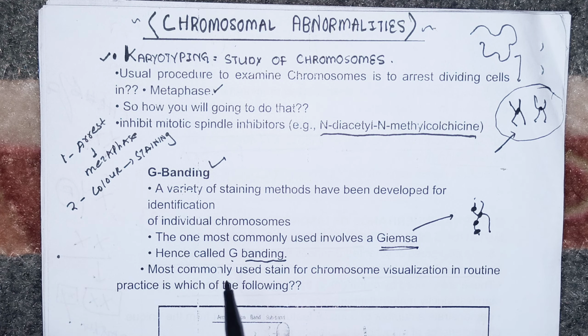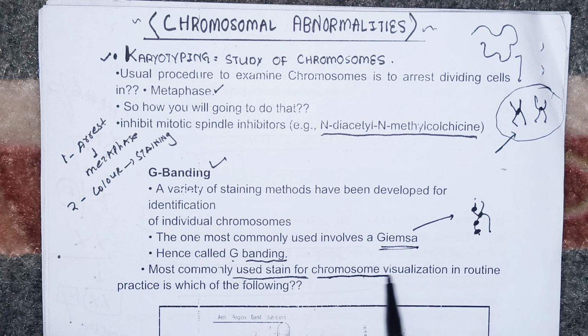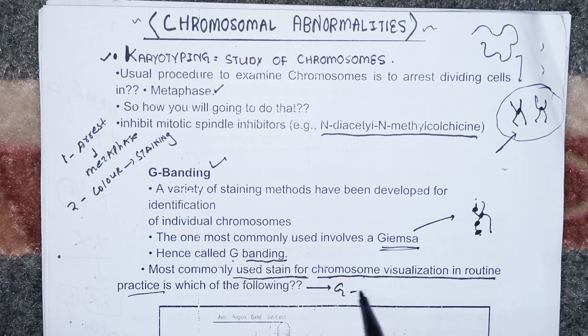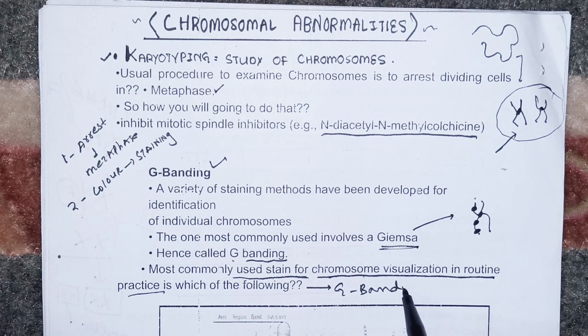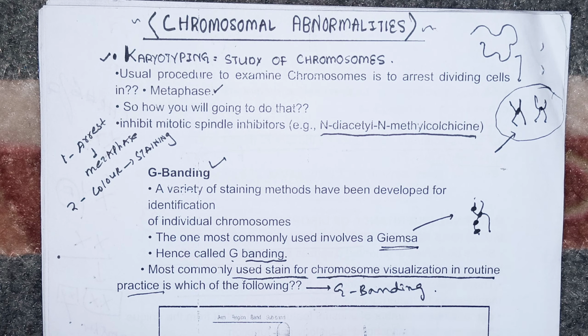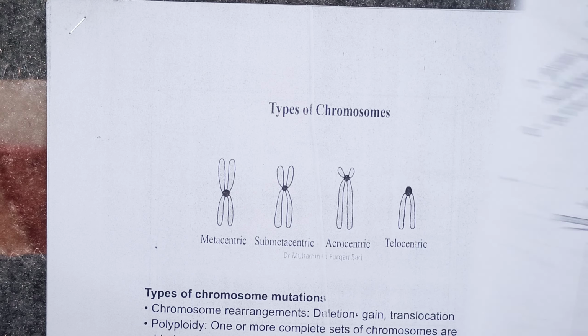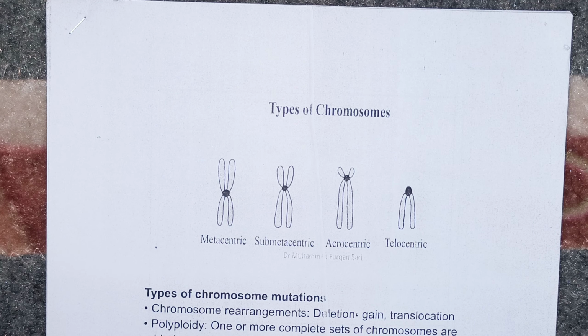And by the way, this is the most commonly used stain for chromosome visualization in routine practice. It is the G banding. Giemsa banding. Giemsa is the stain. Why do we call it banding? Because the chromosomes pick up the stain in the form of bands. You are clear with the term karyotyping, hopefully. Now, let's come to the types of chromosomes, beta.